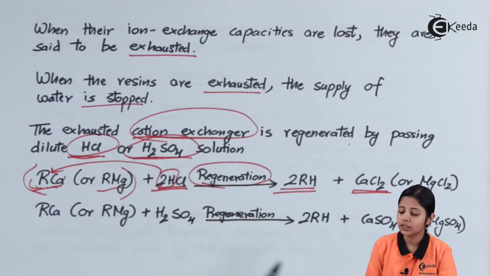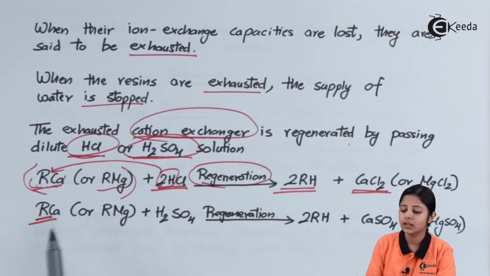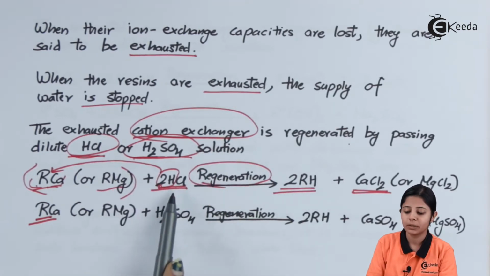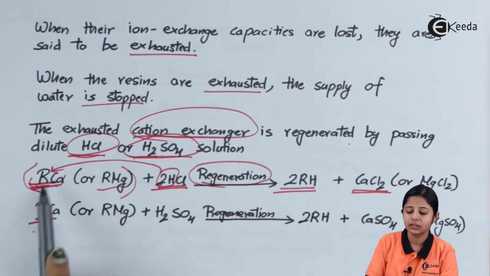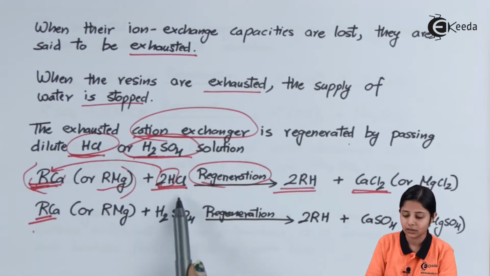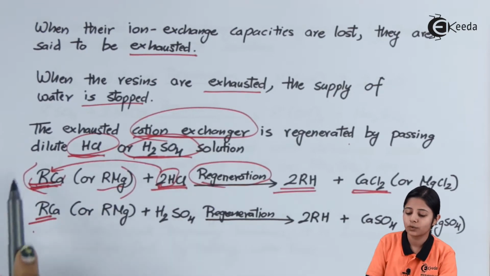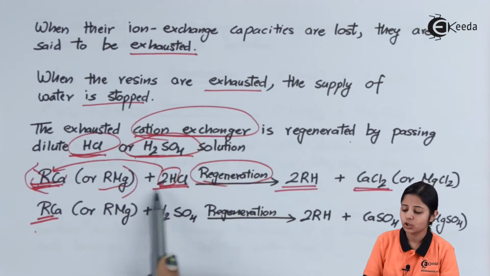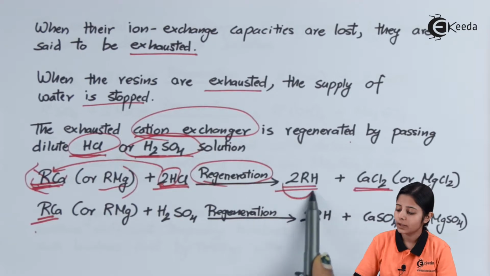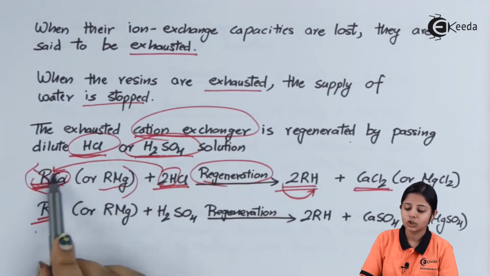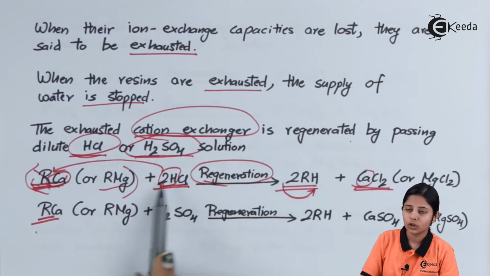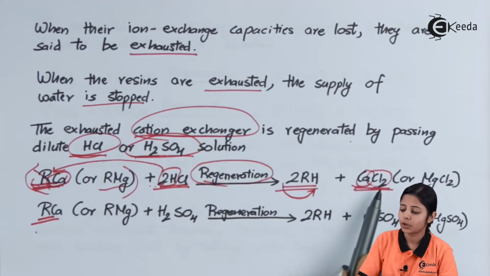Now let us see the balancing of this reaction. Whenever we balance the reaction, we do not consider R, because R is the exhausted cation exchanger and it can be in any amount. But the HCl which we have given should be balanced. So RCa plus 2HCl, and we are not considering R for balancing. We have 2 hydrogens on the reactant side, 2 hydrogens on the product side, 1 calcium on both sides, and 2 chlorines on both sides.